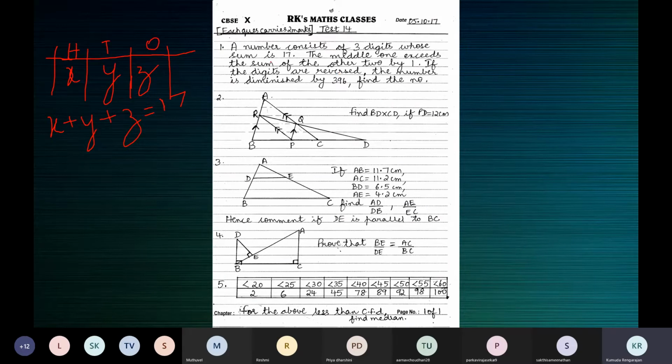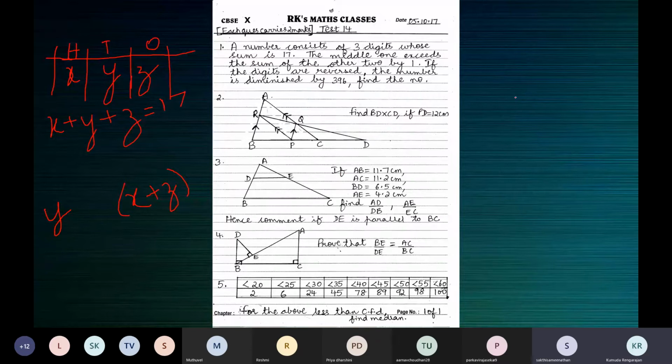The middle one, which is Y, exceeds, that means it's more than, the sum of the other two by 1. This is the middle one. And this is the sum of the other two, X plus Z. So Y is equal to X plus Z plus 1.